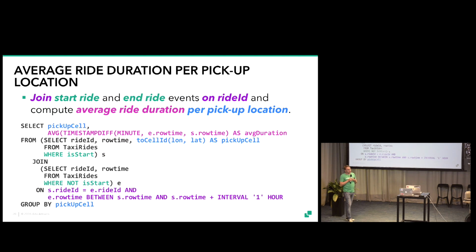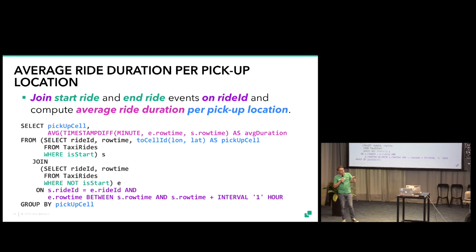Something a little bit more advanced is a query where we want to join two streaming data sets. Here we want to connect the start events and the end events, and compute the average ride duration per pickup location. What we do here is first have two subqueries, where we filter once on the start event being true, and the other where the start event is false. So we have this one table, and we separate it into the table with all start events and the one with all stop events.